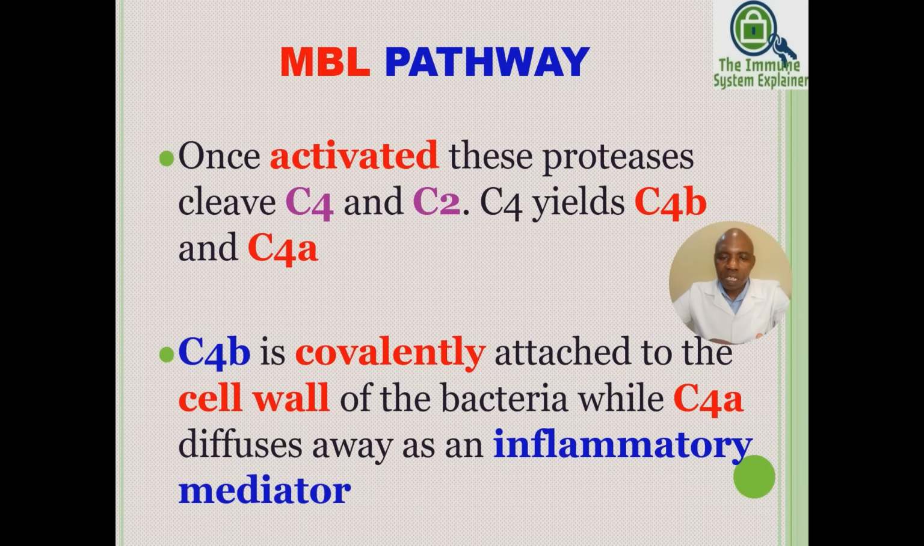Once activated, these proteases cleave C4 and C2, and C4, when cleaved, yields a large fragment called C4b, and C4a, which is a small fragment. C4b, just like in the classical pathway, is going to be added to the cell wall of the bacteria in a covalent way, all right? And then C4a is going to diffuse away and become an inflammatory mediator.